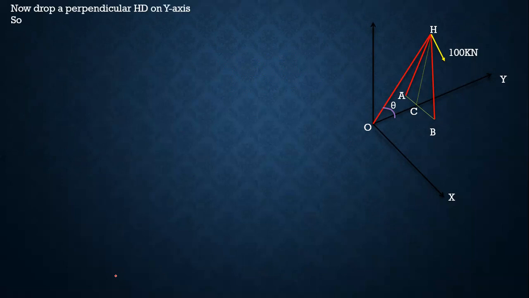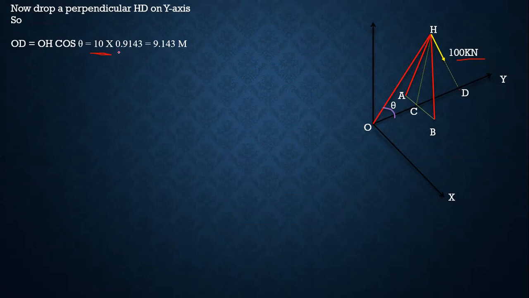Now drop a perpendicular HD on the y-axis, just like this. Drop a perpendicular in the direction of the load. This is point D. So now we have to calculate all the distances. We know OC, and OD will be OH cos theta. OH is 10 meters, the length of the guy rope.